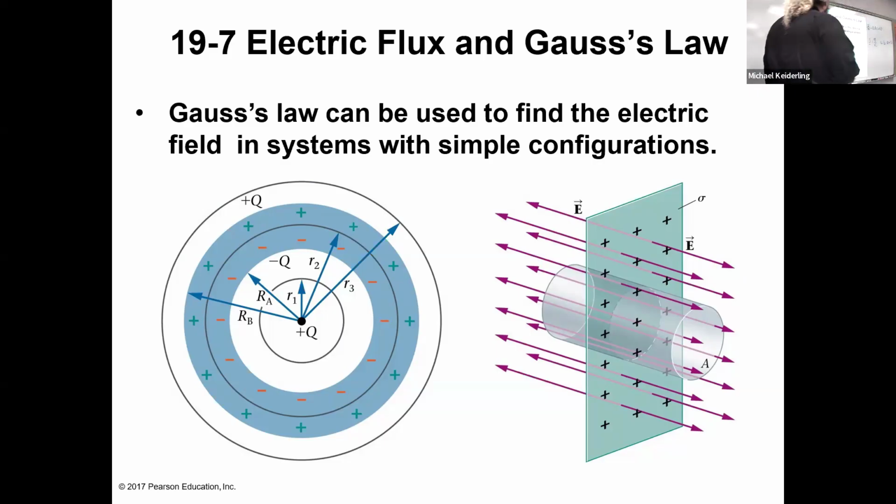You can also use it to figure out things like how much charge is going to be in charge distributions for conductors, because the electric field inside a conductor is always zero. So that's what I wanted to go over. We did a couple example problems of that last time.